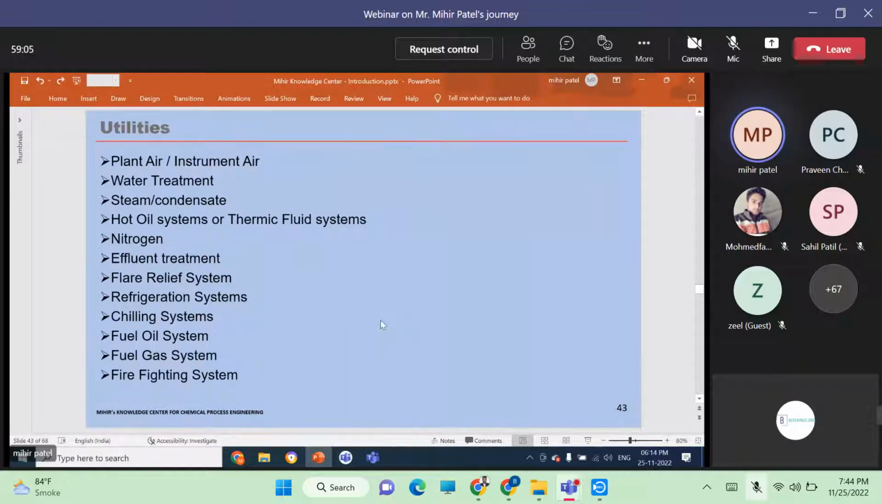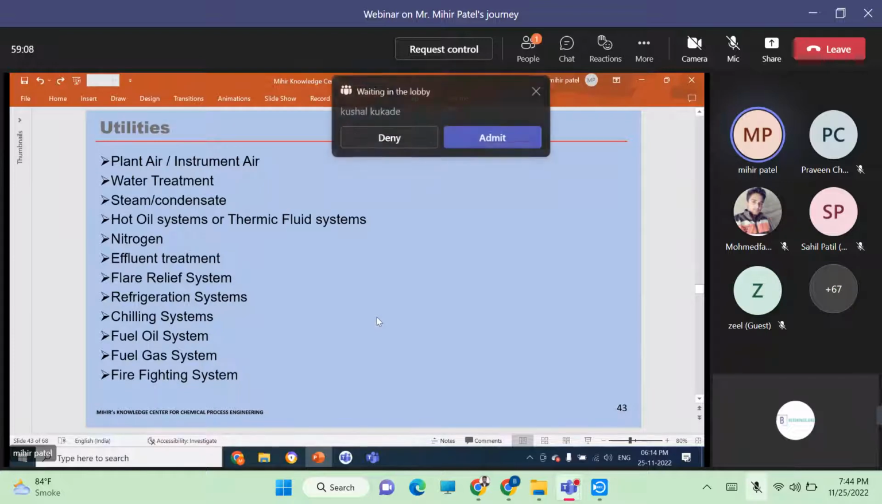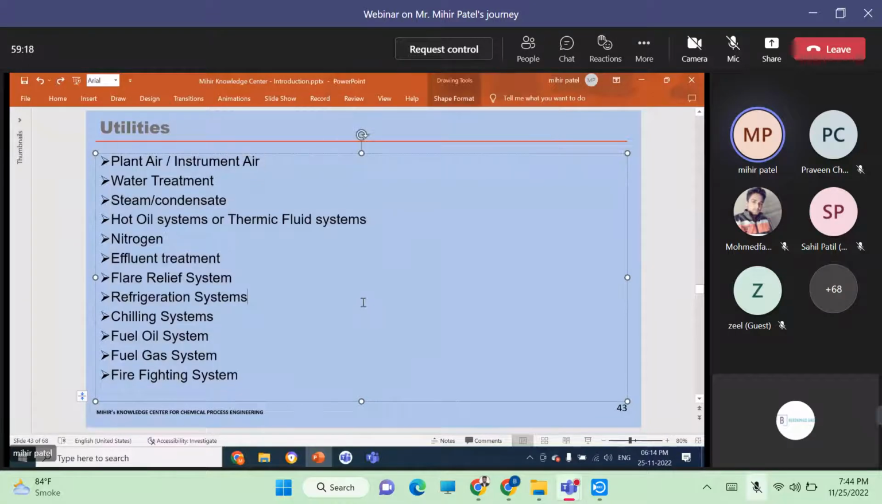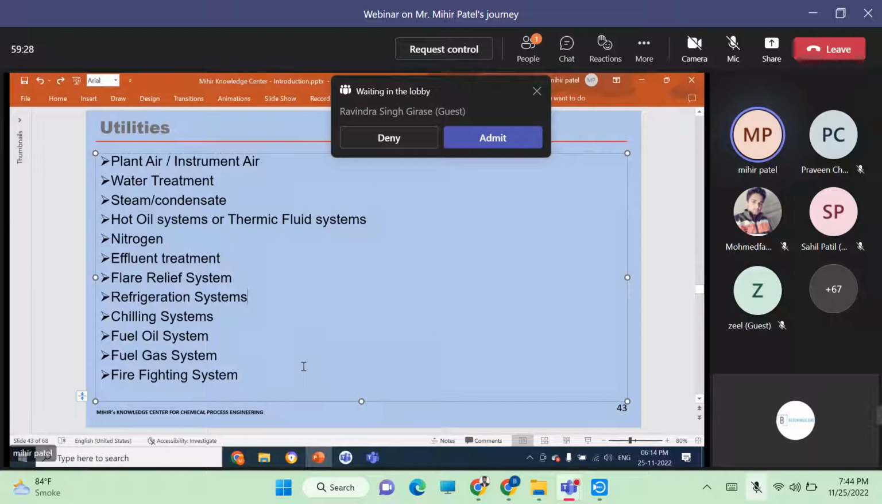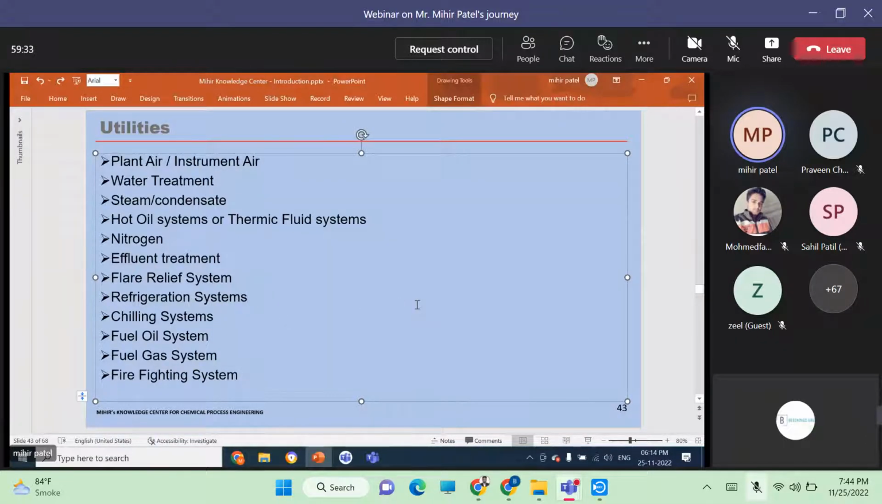Then now we come to utilities. This is very important. Any chemical plant, whatever you have, any chemical plant will always require utilities. Okay, refinery may contain all of these, for example, but let's say small scale industry may have a few of them. Okay, not all of them. So we will cover the utilities. It's very important for the engineer to understand each and every type of utility.